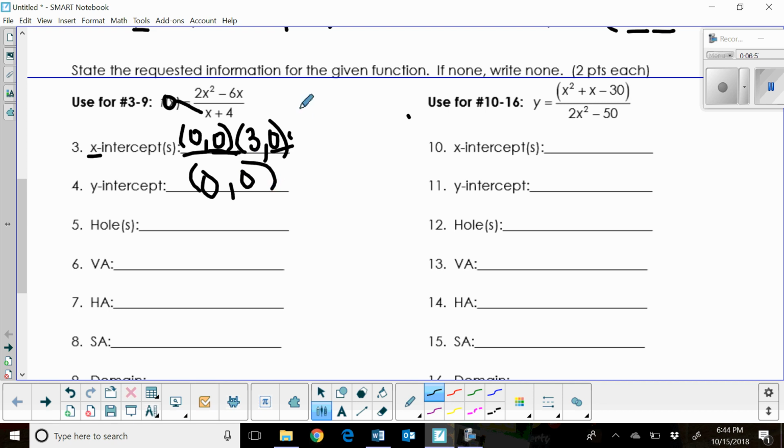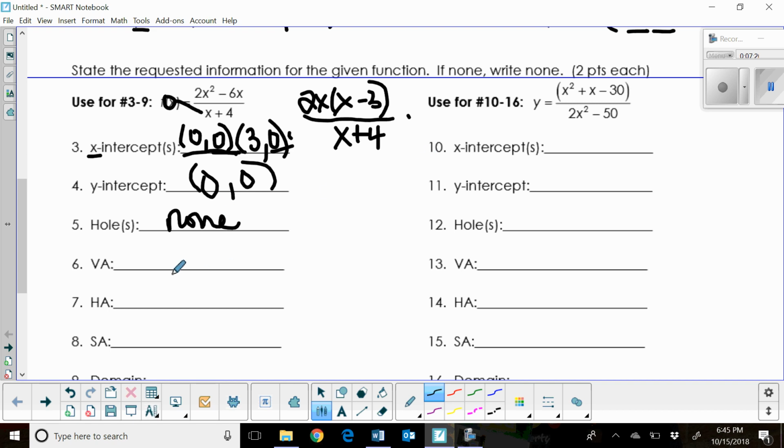Okay, let's look for a hole. Holes occur if we have factors that cancel. So let's look at this in factored form. We have a 2x times x minus 3 on top and an x plus 4 on the bottom. Do we have any factors that cancel? Nothing. So this does not have a hole, so it's none.